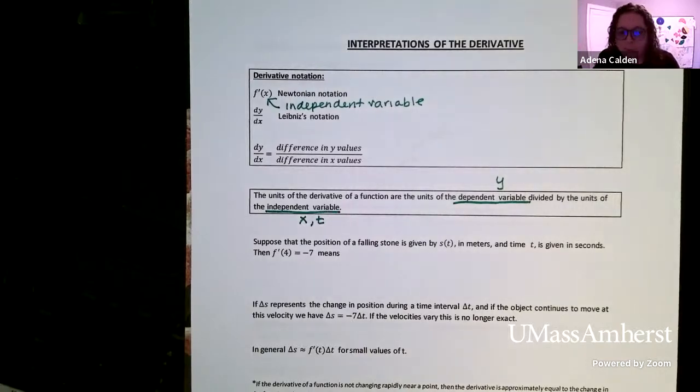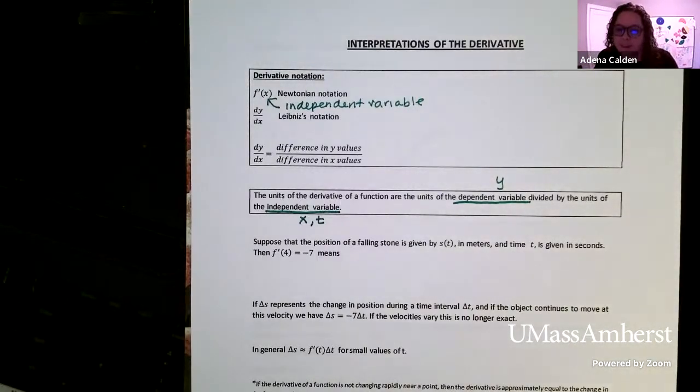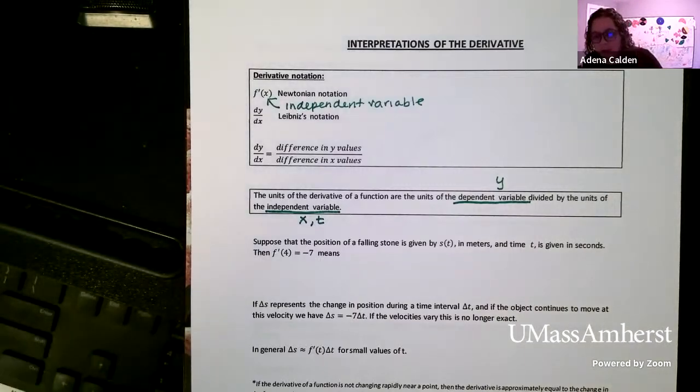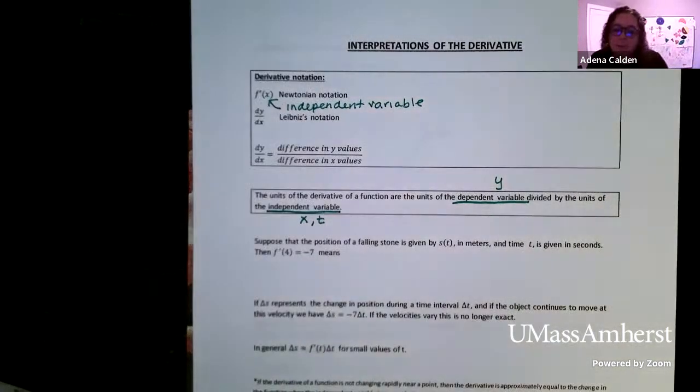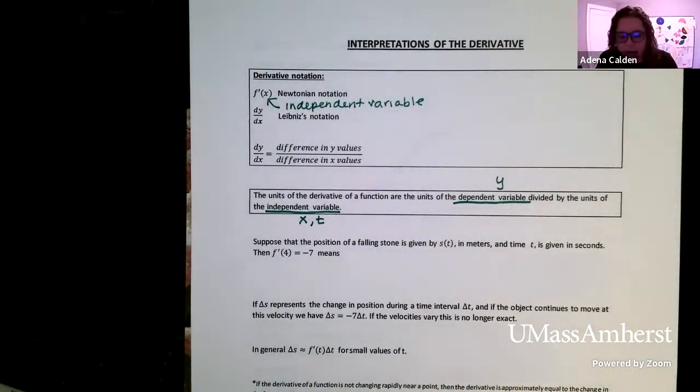So what we need to do when we start doing our work on this is figure out what the units of the dependent variable are, what the units of the independent variable are, and then set them up as a ratio in the context of the derivative. We're going to be practicing this today in a lot of different ways, and looking at how we might think about this.